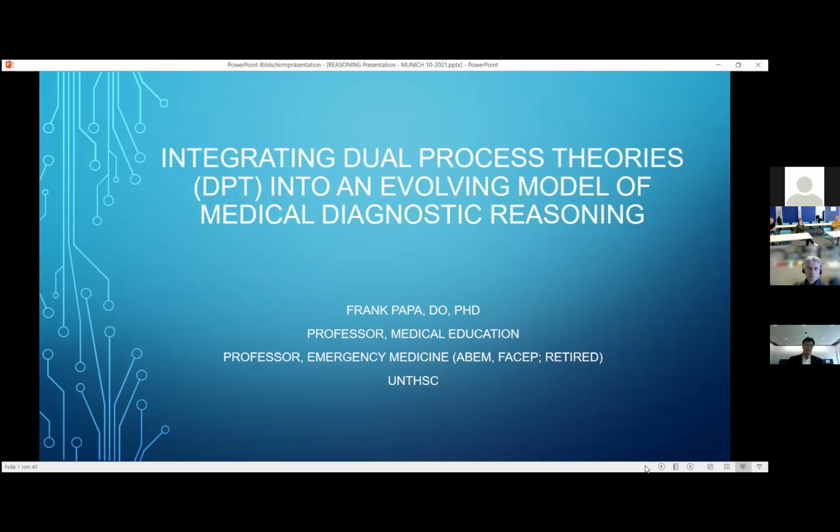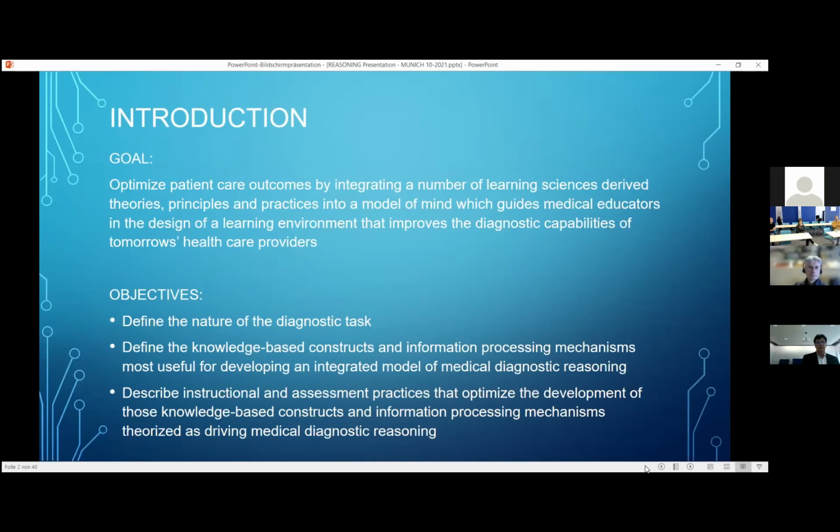experience for me. So what I'd like to do today is share just a little bit of how it is that the learning sciences is going to be playing an increasingly important role in helping academicians and clinicians to figure out how it is that we might do a better job at teaching to and assessing diagnostic capabilities.